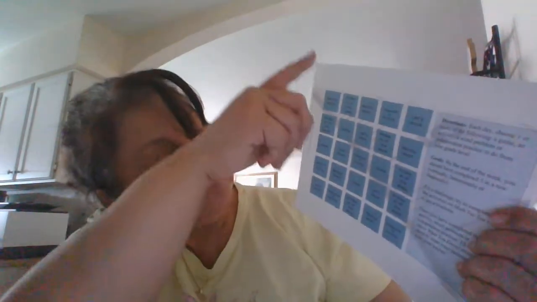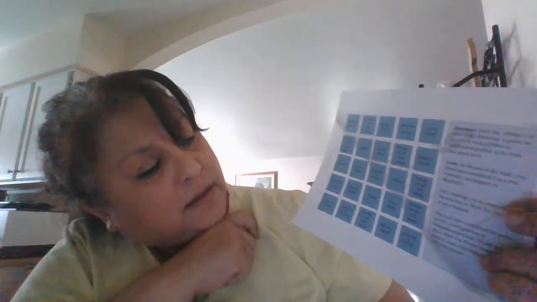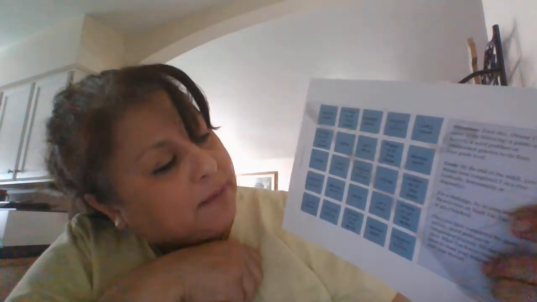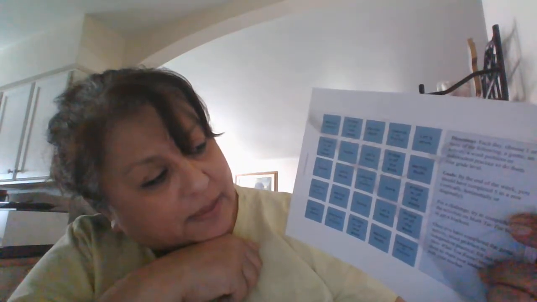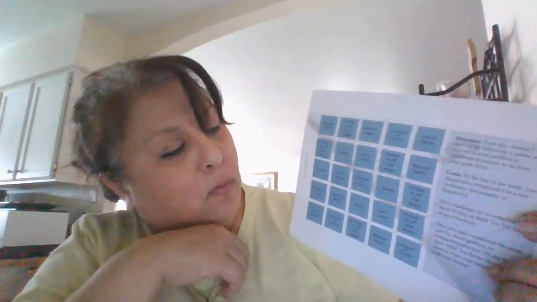So I would put in too, if you're doing IXL, which I hope you really are, you can use IXL as part of it. By the end of the week, you should have completed 5 in a row, vertically, horizontally, or diagonally. It's kind of like bingo. Okay. For a challenge, try to complete all the activities on the math tic-tac-toe board to get a blackout. So if you can do all that in the week, woo!